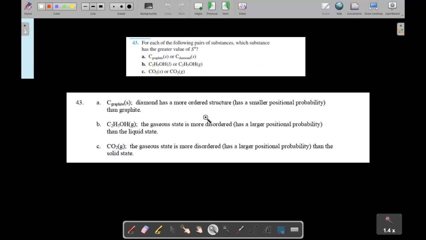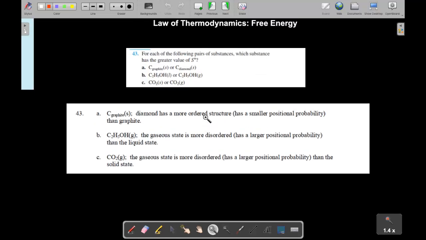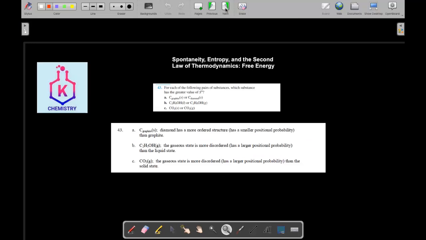The diamond has more ordered structure than the graphite, so it has less randomness and it has less entropy. The C2H5OH liquid or gas, of course, the gas has higher entropy, more disordered. CO2 solid or CO2 gas, of course, the gas is more disordered and has higher entropy.